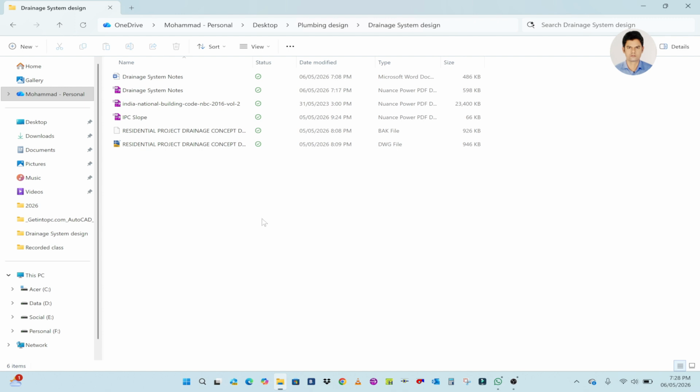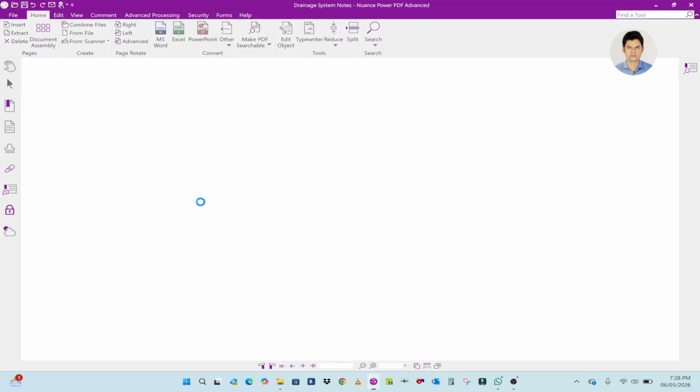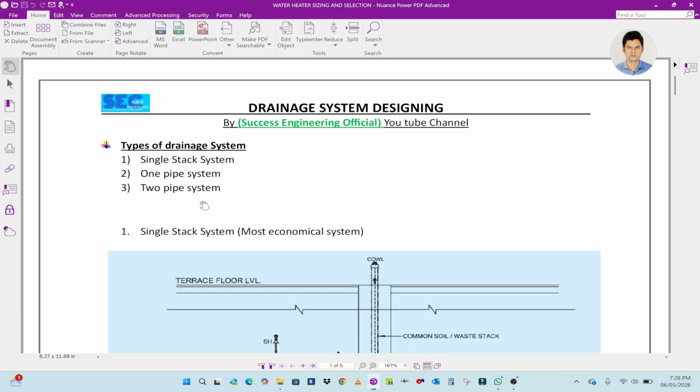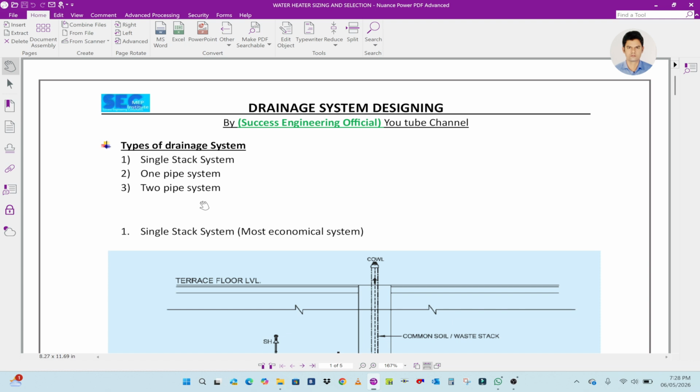Okay, so in this drainage system design, let me open the notes. So here you can see the drainage system designing. So this system designing is most economical system design.